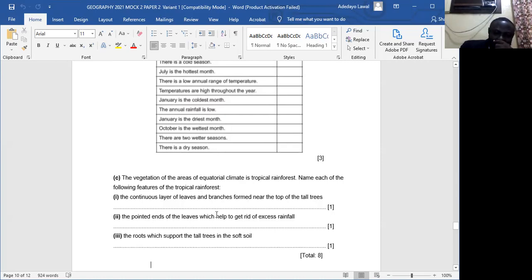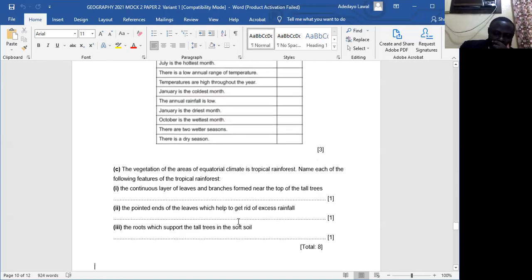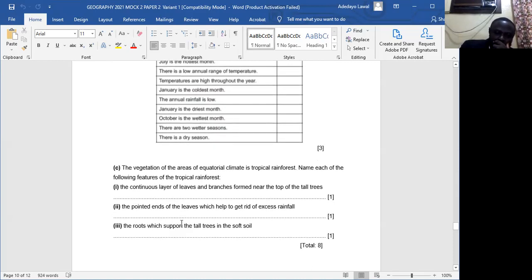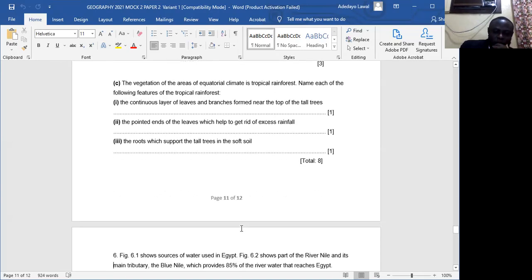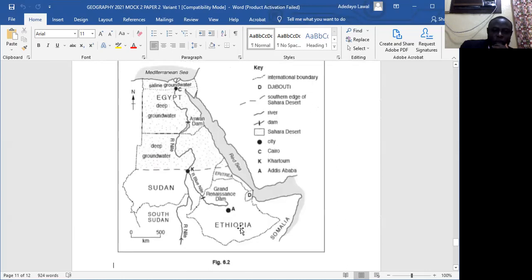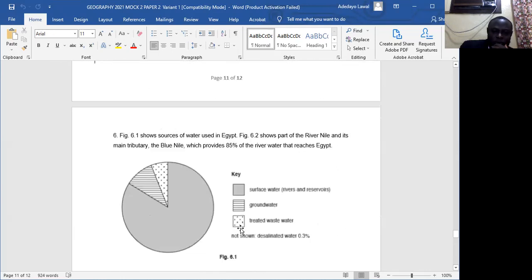The pointed ends of leaves which help to get rid of excess rainfall. That's drip tip. D-R-I-P, then T-I-P-S, drip tips. It helps to shed excess rainfall for leaves in tropical rainforest. The root which supports tall trees in the soft soil is called buttress root. B-U-T-T-R-E-S-S, buttress root. Okay, so this last question.